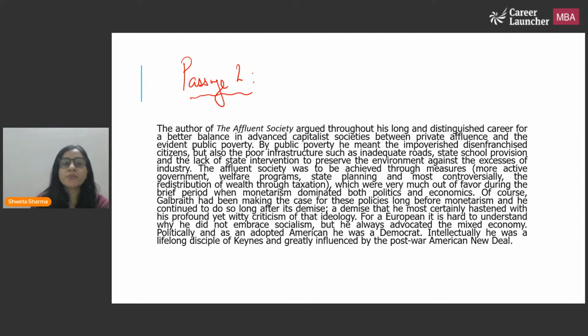So it says, the author of The Affluent Society argued throughout his long and distinguished career for a better balance in advanced capitalist societies between private affluence and evident public poverty. So what does he refer to? You can basically talk about it here in two senses. One, he's talking about the affluent society, the rich, wealthy society, argued throughout his long and distinguished career for a better balance in advanced capitalist society. And the other society they're referring to is the capitalist society, between private affluence and the evident public poverty.